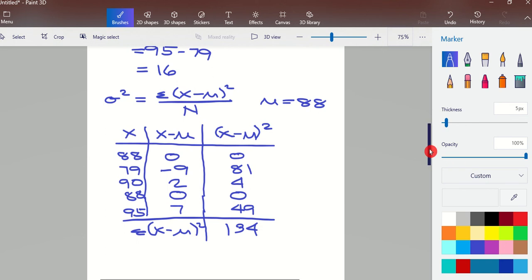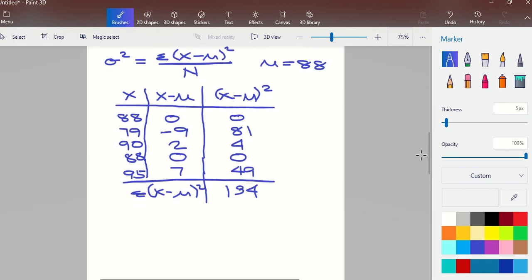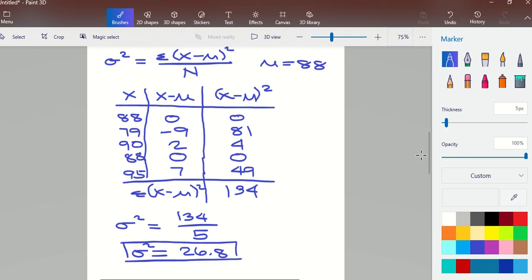Okay, so our variance sigma squared is equal to 134 divided by our n is 5, of course, because there are 5 scores. And the result is 134 divided by 5 is equal to 26.8. So this is now our variance, or the population variance.